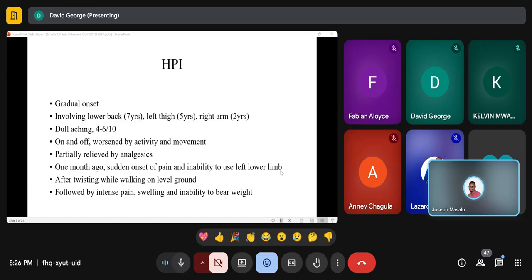But the most important thing in here, I believe, on the day of presentation, what made this patient come to the hospital is this sudden disuse of the limb following pain, which can translate into a trivial fracture. So the next slide.